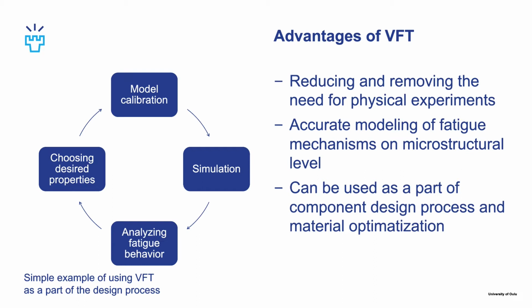Here we see a simple graph about using virtual fatigue testing for material optimization. We can start the loop by choosing the desired properties, what we want from the material, calibrate those properties into the fatigue model we have, simulate the model, and analyze the results of the simulation. Based on the fatigue behavior, we can then further enhance the properties we desire from the material and repeat the cycle again. This is a very simple example of how to use virtual fatigue testing for material optimization.